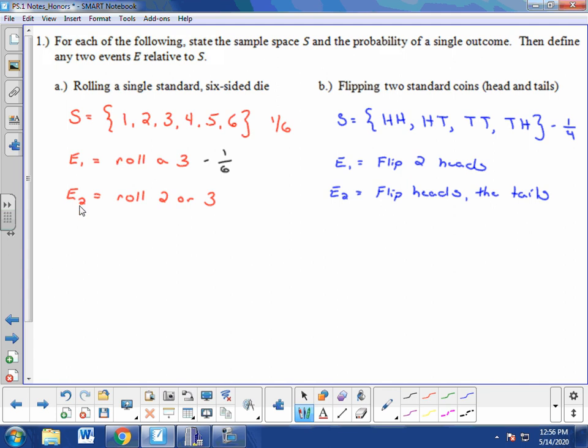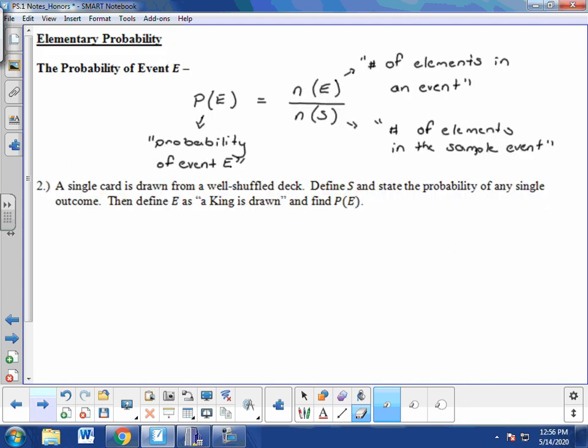Event 2 here that I denoted was roll a 2 or a 3. So there are 2 total options that could come out of this event over still the 6 in the sample space. So this would have a probability of 1 over 3. So we can see as the number of options that occur in an event change, the probability is going to increase. So let's take a look at another example.